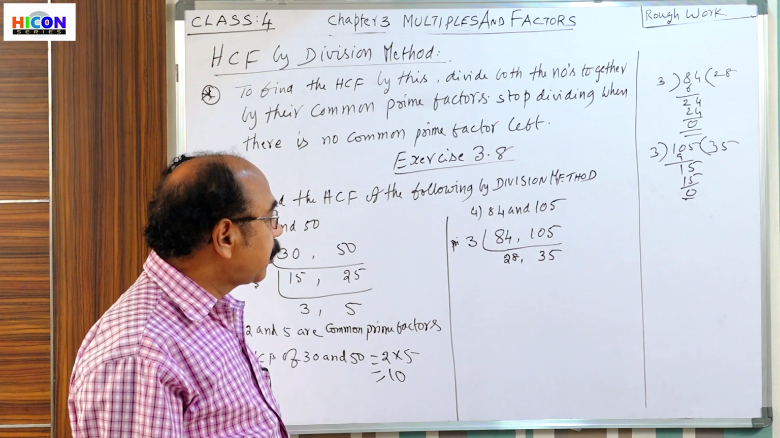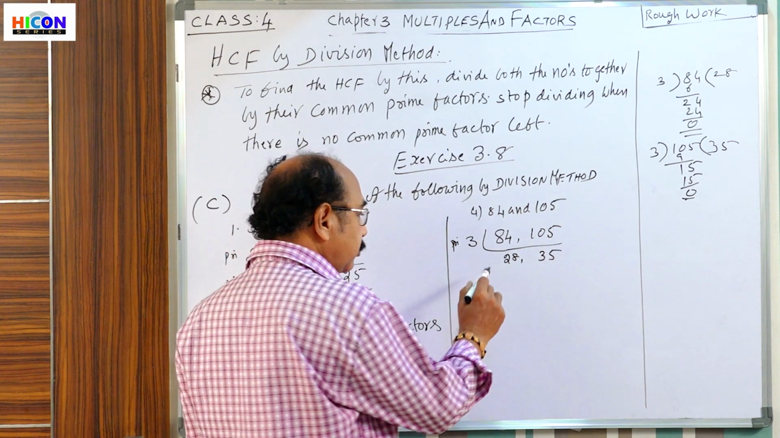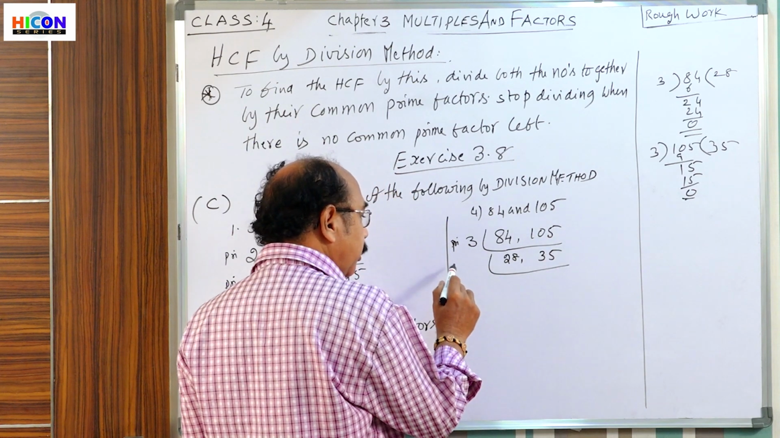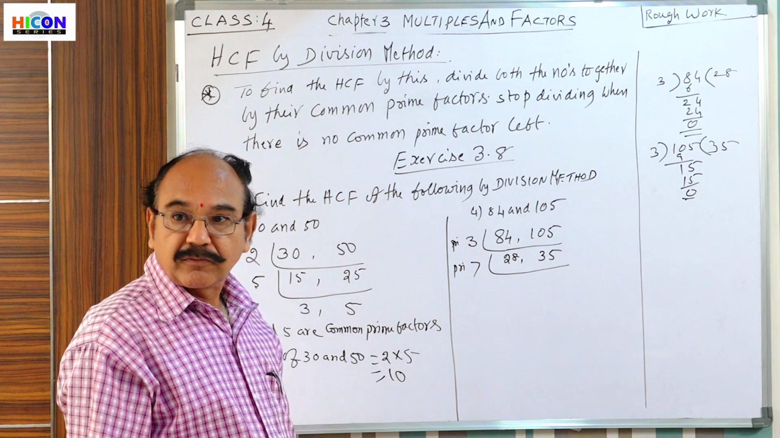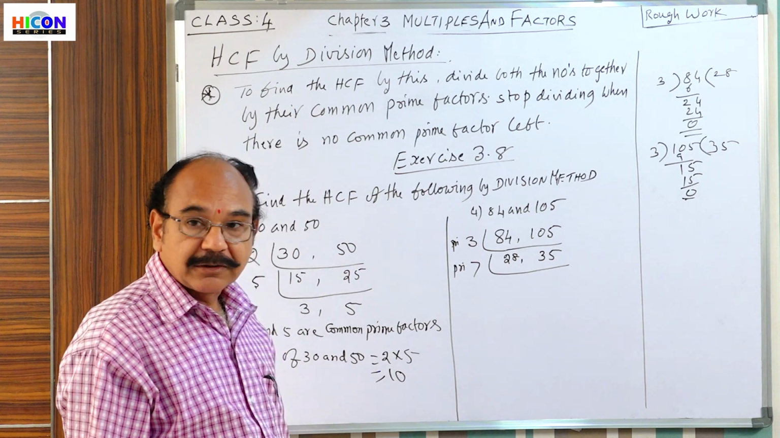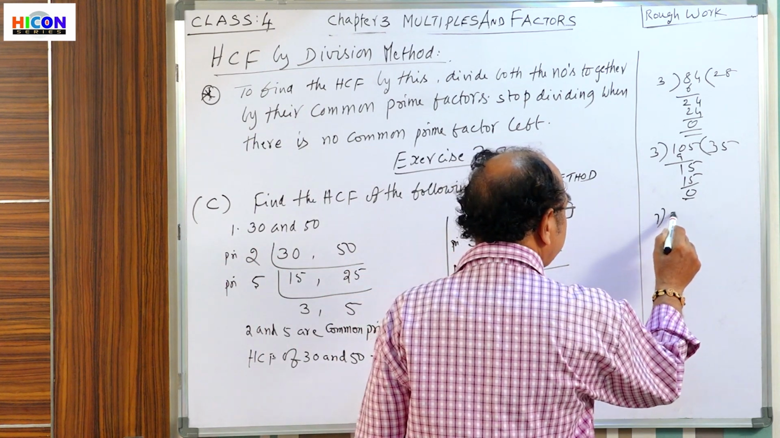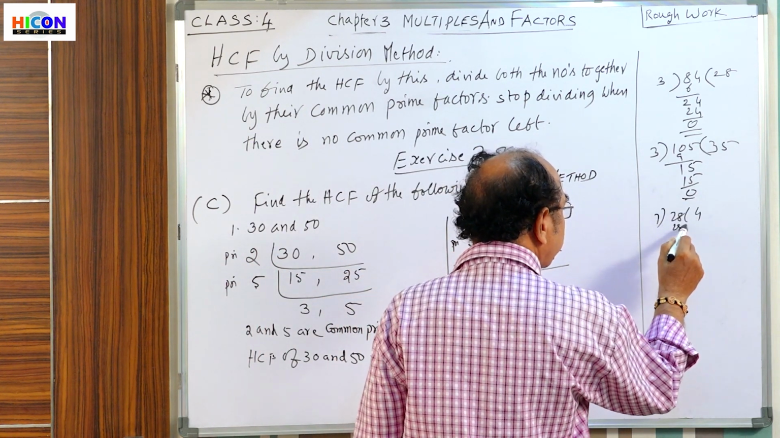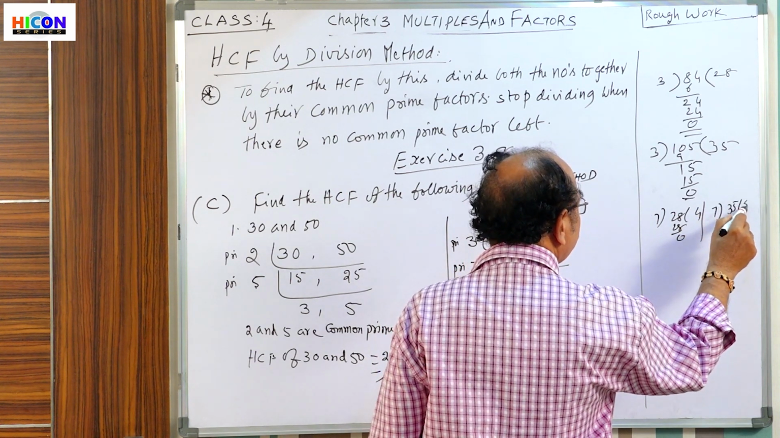So here 3 is the common prime factor of 84 and 105. Now you select any one. Next, prime factor 7 you take now. 7 divides 28 and 7 divides 35. 7 fours are 28, and 7 divides 35 also. 7 fives are 35.